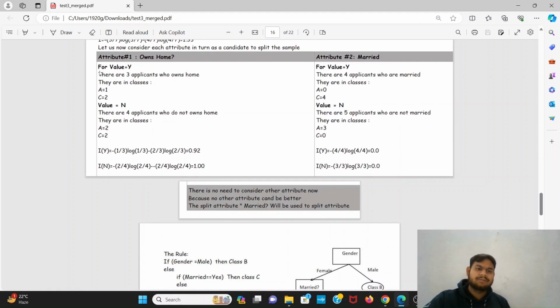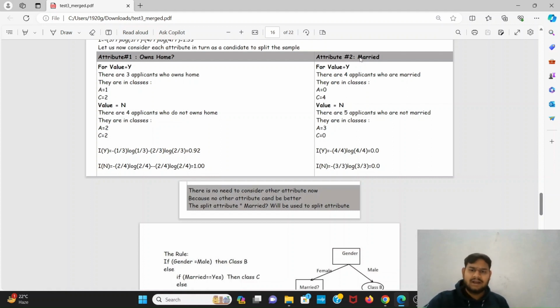For attribute owns home, for value Y, there are 3 applicants who own the home. They are in classes A equals 1, C equals 2. For value N, there are 4 applicants who do not own a home. They are in classes A equals 2, B equals 2. Entropy of Y equals 0.92. Entropy of N equals 1.00.